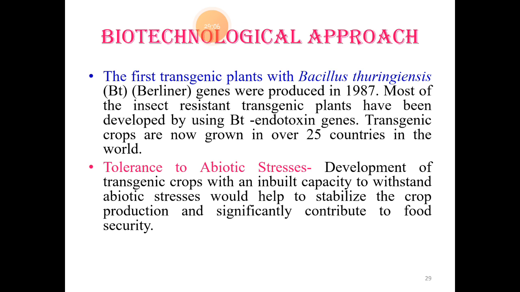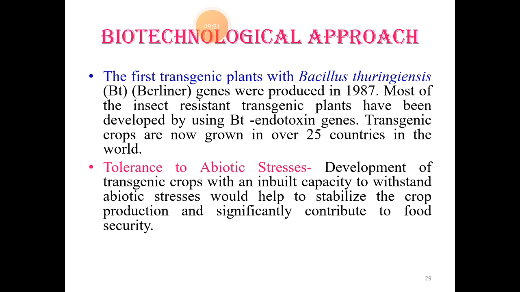The first transgenic plants with Bacillus thuringiensis were produced in 1987. The transgenic plants with resistance suppress the pest infections. They are widely used against pests that destroy the plants by feeding, that is phytophagous insects. So as I said, phyto means plants, phagous means feeding. Insects that feed on the plant are called phytophagous insects. So such insects are killed by using this technique.